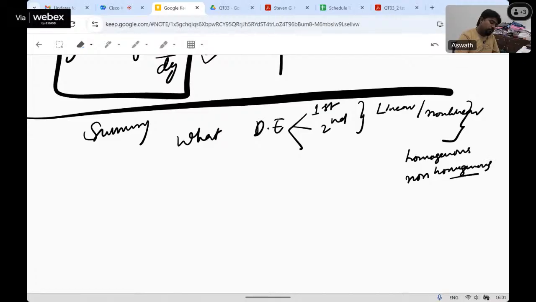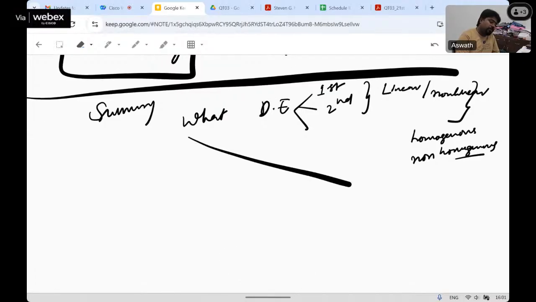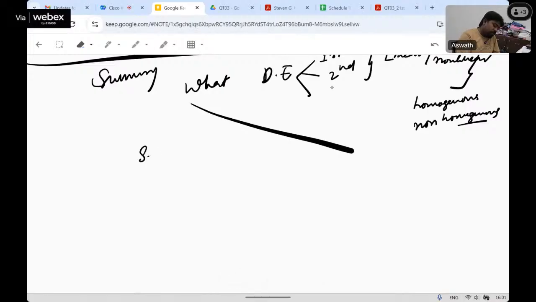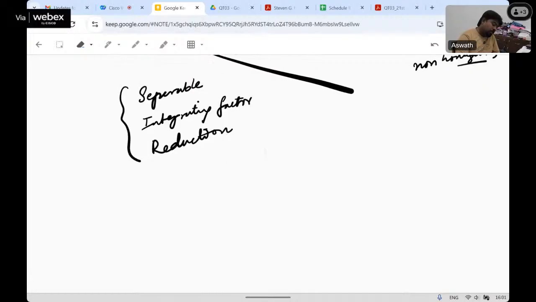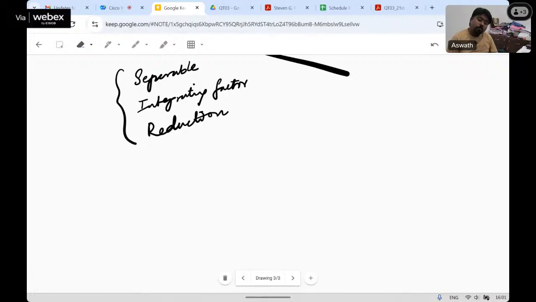So in solving these differential equations, we used the separable method, the integrating factor method, and the reduction method. There is one more method, a very interesting method. I think for quantum computing we may not need that, but we will see if time permits. We'll get into that method.